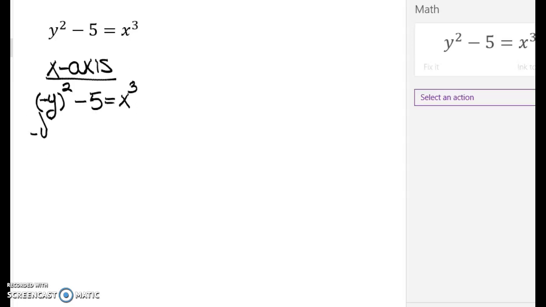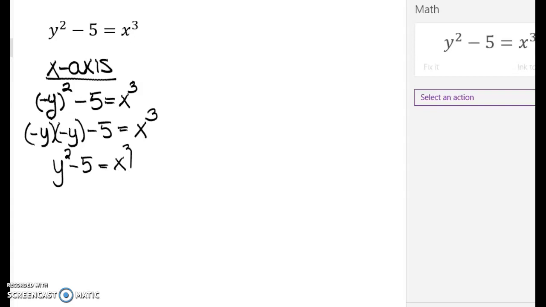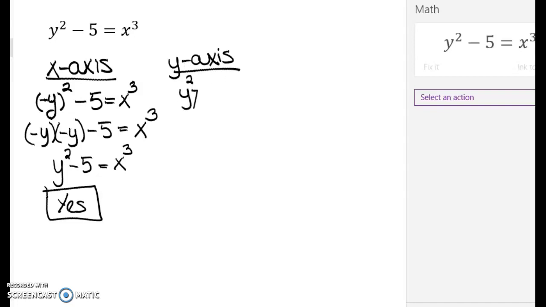Remember, when you square a negative, I'm going to write it out for you, it's negative y times negative y. Those two negatives make this a positive y squared. So we ended up with the same equation. So yes, this one has x-axis symmetry. So let's try for y-axis symmetry. You replace the x with negative x.